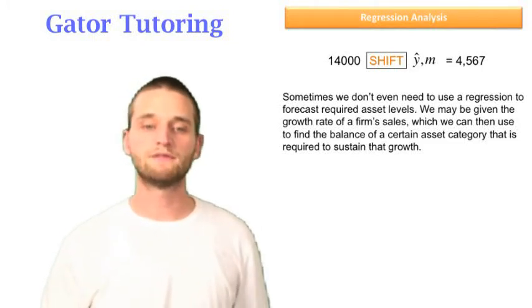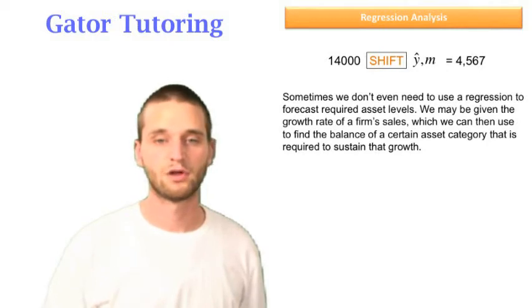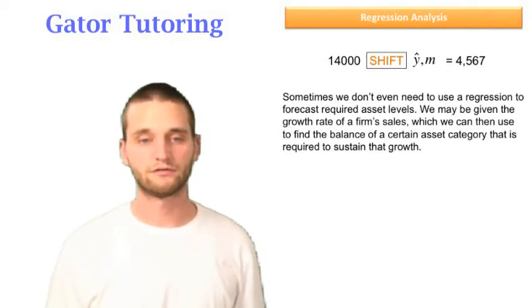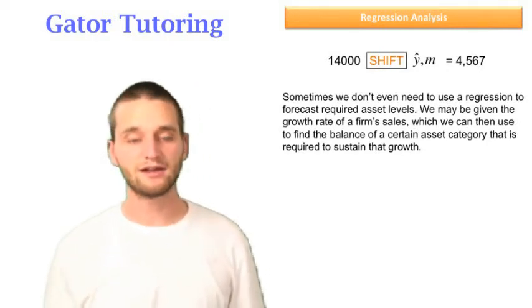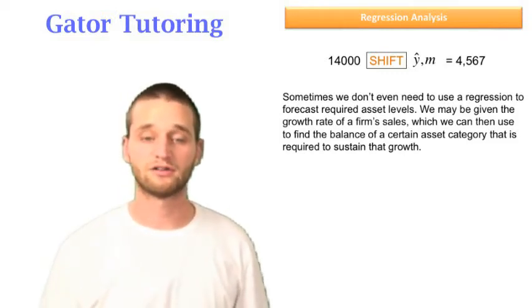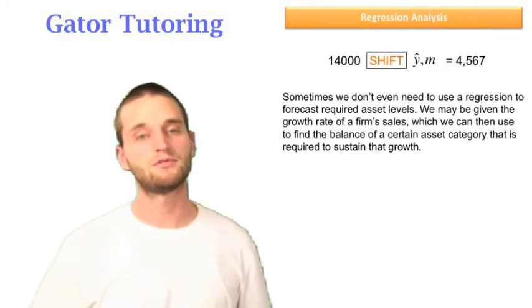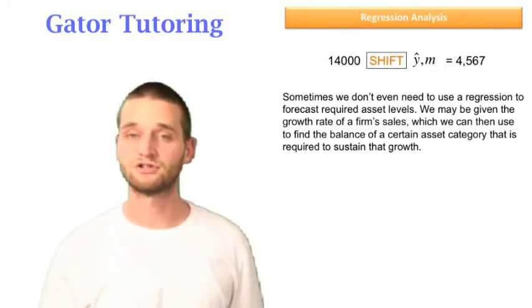Well, sometimes we don't even need to use a regression to forecast required asset levels. We may be given the growth rate of a firm's sales, which we can then use to find the balance of a certain asset category that is required to sustain that growth. So sometimes you don't have to use a regression. Sometimes you don't have to go through the whole process of finding additional funds needed.